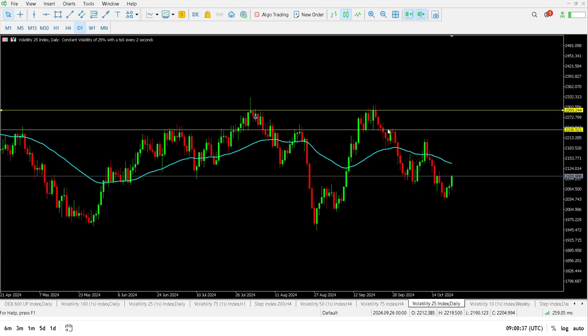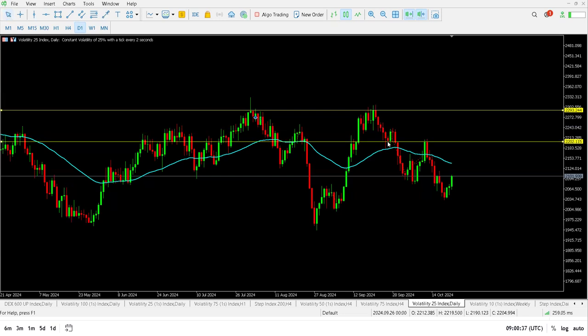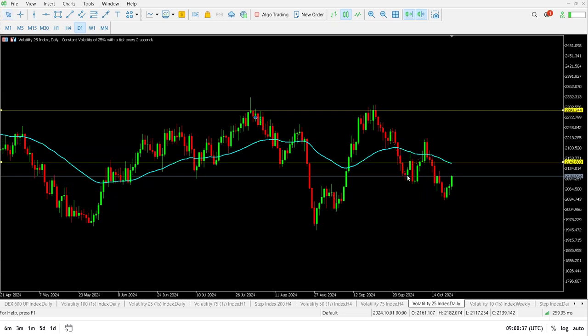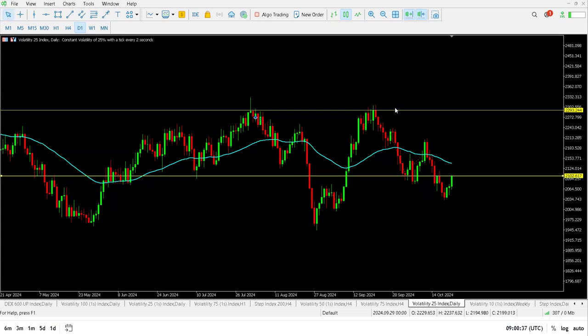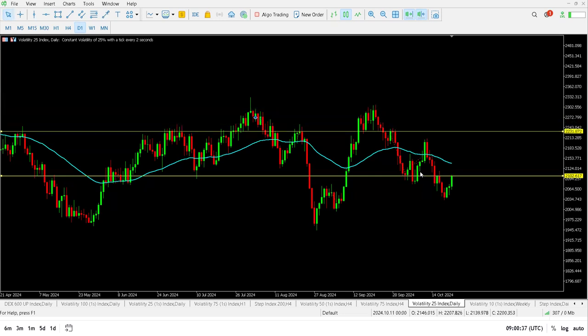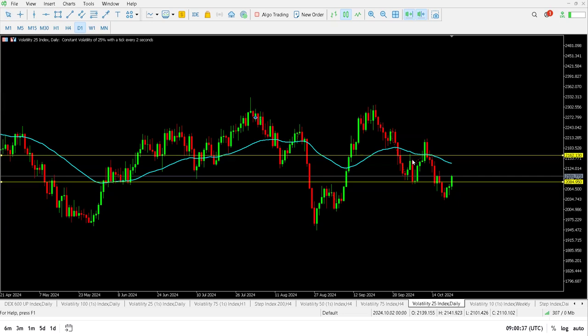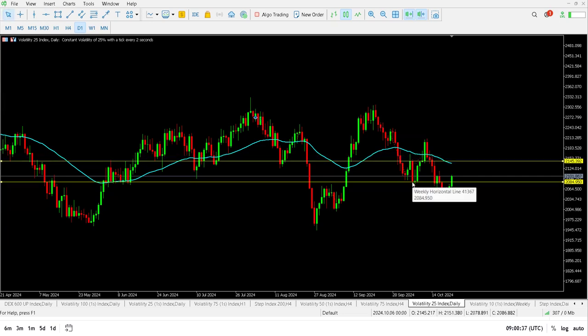And then we can see we had a lower low. Then we had a new lower low. We could say this is the lower high that led to that lower low. And then we had a new lower low again right here. And then we have this as the lower high that led to that lower low.